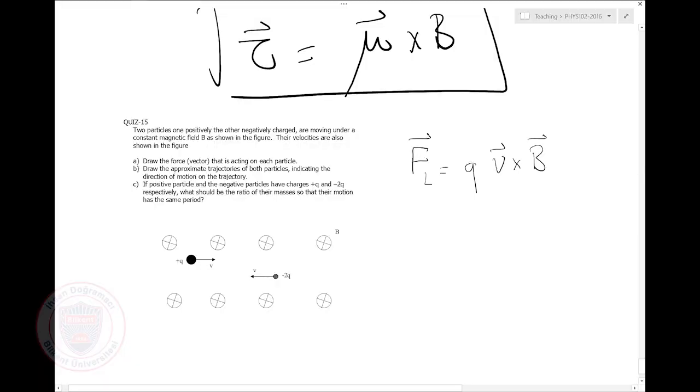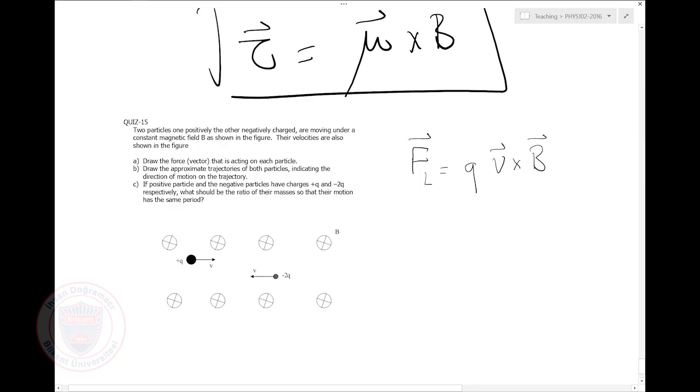So let's try to find the direction. Which way is B? Is it into the page or out of the page? Into the page. So V cross B for the first particle. How do I do it? V is to the right. My palm is free to rotate. I rotate it so that I can close my fingers into the page. So the force on the first particle will be up.